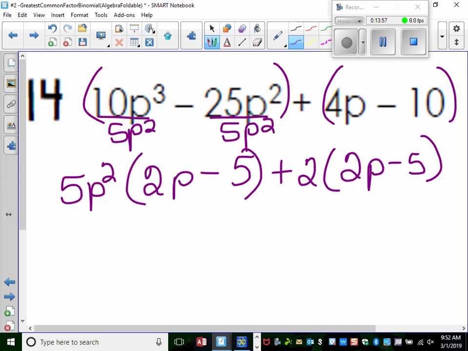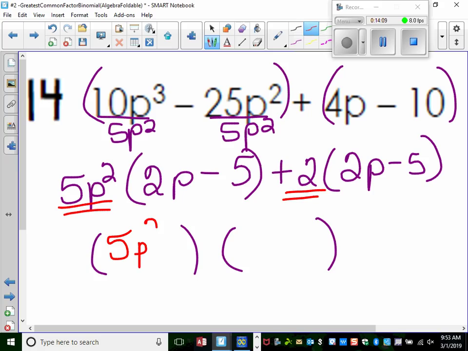Now, it doesn't matter if you write the two GCFs together first or the common one first. It really doesn't matter. So this time I'm just going to do the outside ones first: 5p squared plus 2. And the common one is 2p minus 5. So those are the factors. That means things you multiply to get a product that will give me this polynomial. So you're almost working in reverse order. Any questions on that?